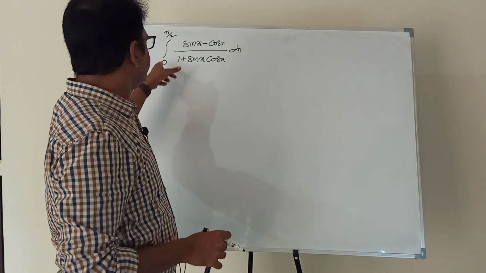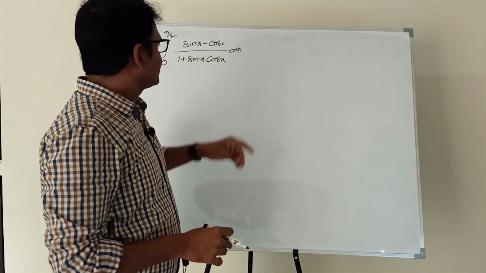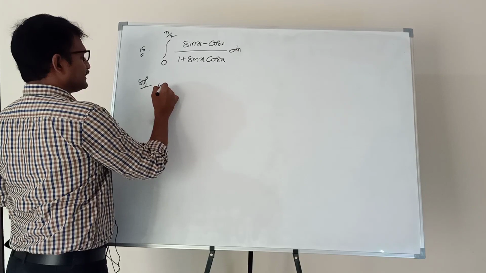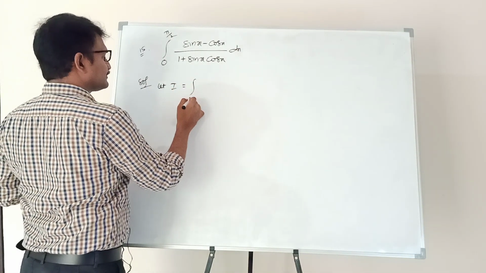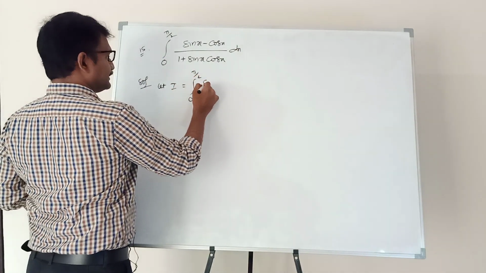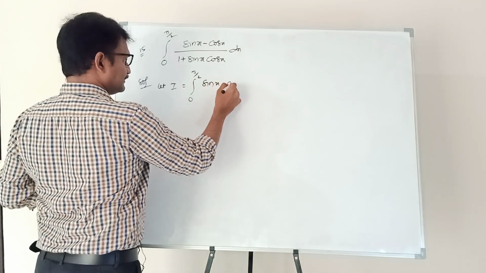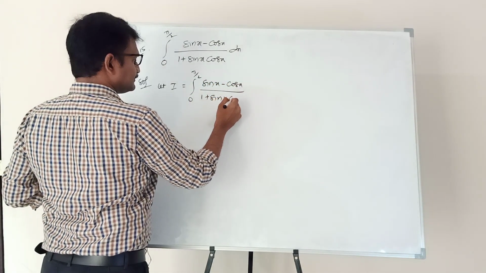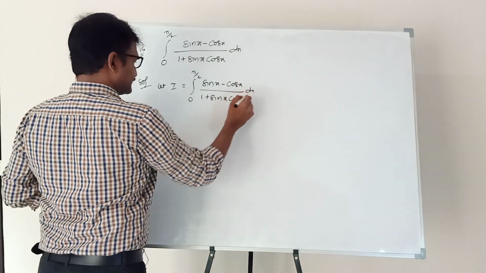15th problem, integration of 0 to 90 of sin x minus cos x by 1 plus sin x cos x. Same, let I be equal to integration of 0 to pi by 2 of sin x minus cos x by 1 plus sin x into cos x dx.